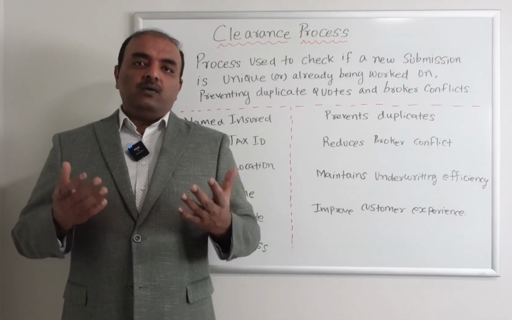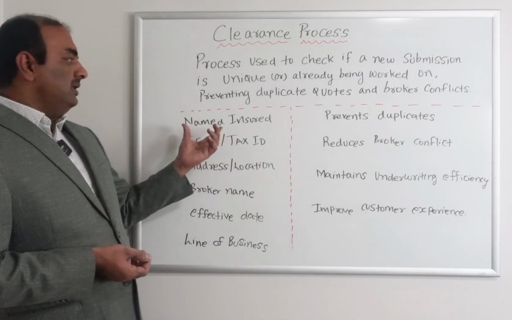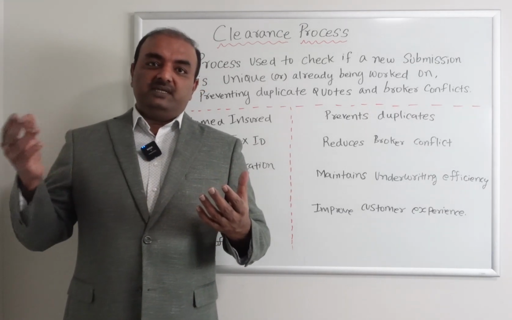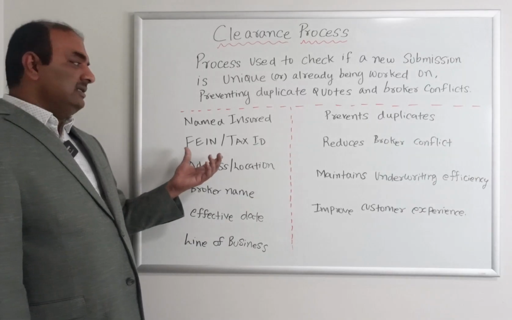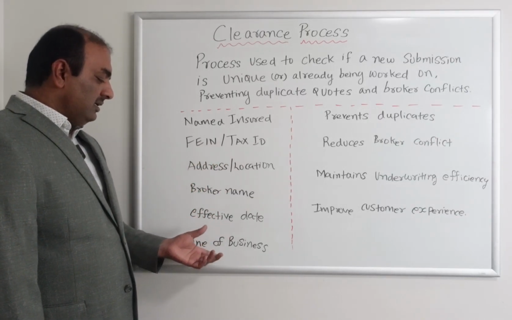Now, at a very high level, how do they do that, right? Typically, when there is a clearance process, primarily they match with the named insured. If it's ABC Corporation, they try to match if there is an already insured name with ABC Corporation. Sometimes we use unique IDs like FEIN number, tax IDs, address, broker name, effective date, and line of business.